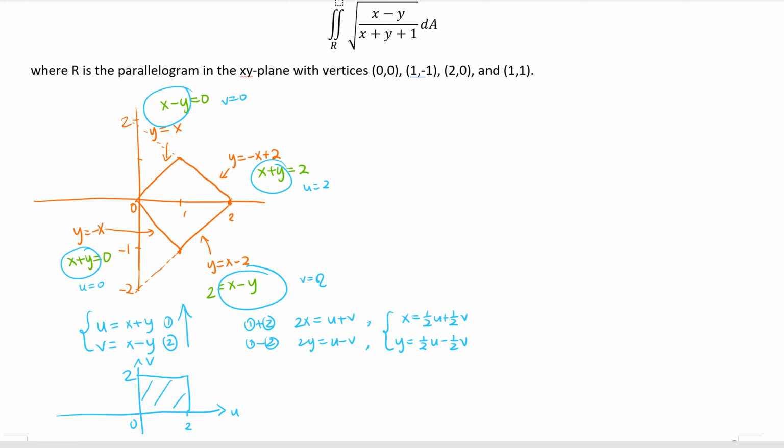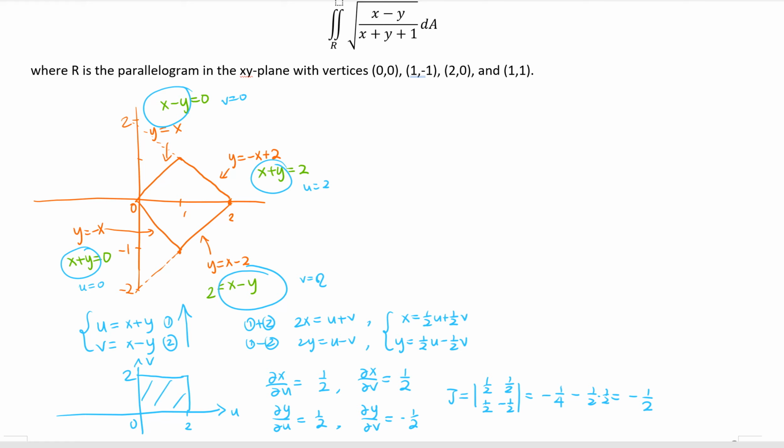Now, what is the Jacobian? So partial x partial u is 1/2. Partial x partial v is 1/2. Partial y partial u is 1/2. Partial y partial v is minus 1/2. Then the Jacobian equals the determinant 1/2, 1/2, 1/2, minus 1/2. So it's 1/2 times minus 1/2, so minus 1/4, minus, cross multiply, 1/2 times 1/2, which is 1/4. So minus 1/4 minus 1/4 is minus 1/2.